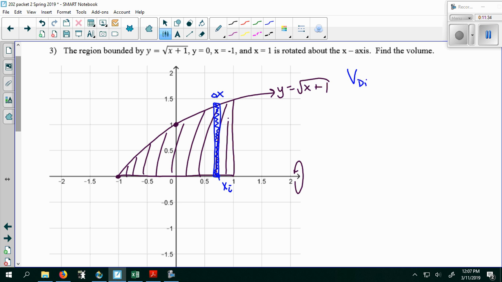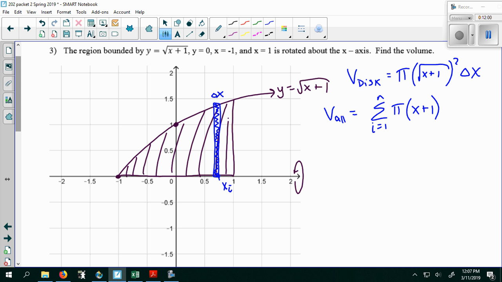So the volume of my disk is pi times the radius of the disk, which is the square root of x plus 1 squared, times the thickness of the disk, which is delta x. The volume of all the disks is the sum from i equals 1 to n of pi times the square root of x plus 1 squared, which is just x plus 1, delta x. And then my exact volume, I take a limit as n goes to infinity of the sum from i equals 1 to n, pi times x plus 1, delta x.